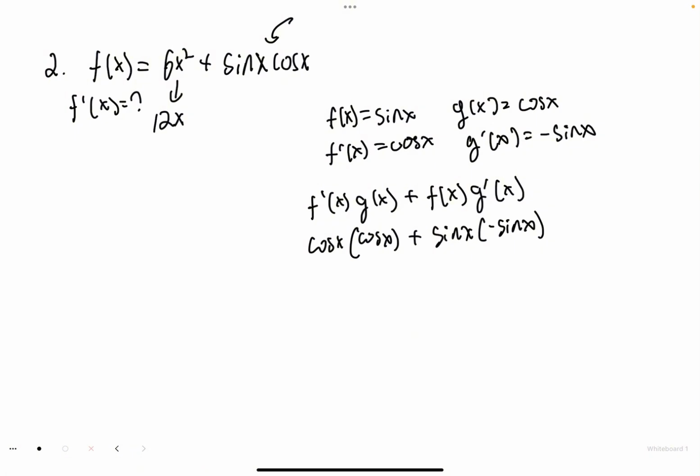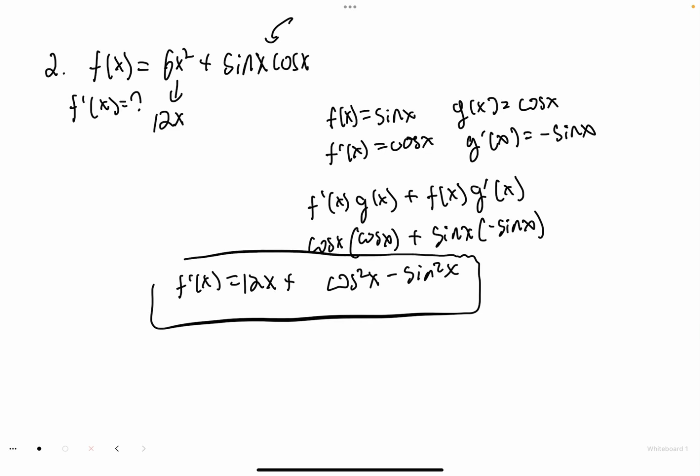So it seems like you're wasting time by rewriting these functions, but it makes going back and forth easier. So I think it's still around the same time solving. So cosine squared x minus sine squared x. And then you can add in, so f prime of x is equal to 12x plus cosine squared x minus sine squared x.